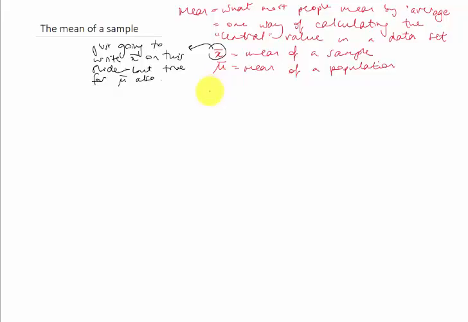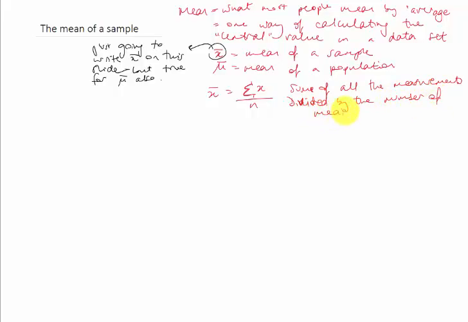All right, and here's the most important thing. So x bar, or mu, is equal to the sum of all the x's over the number of values. So we can say that's the sum of all the measurements divided by the number of measurements.